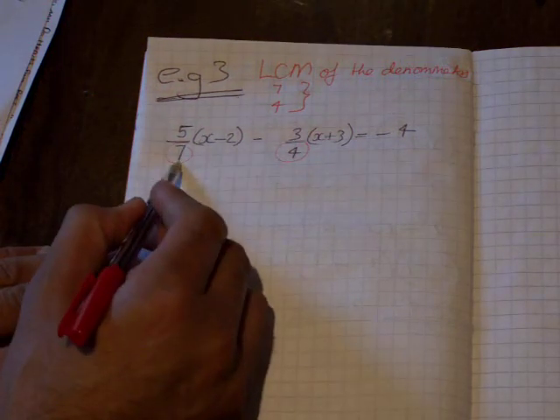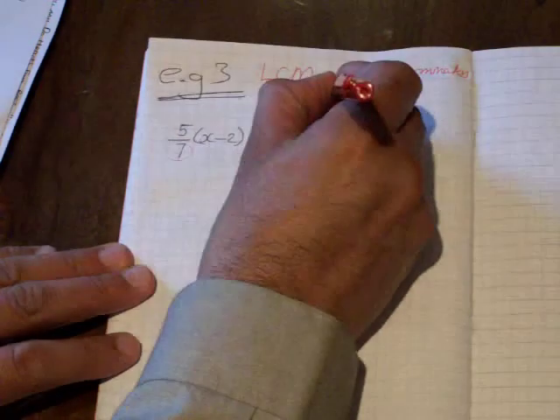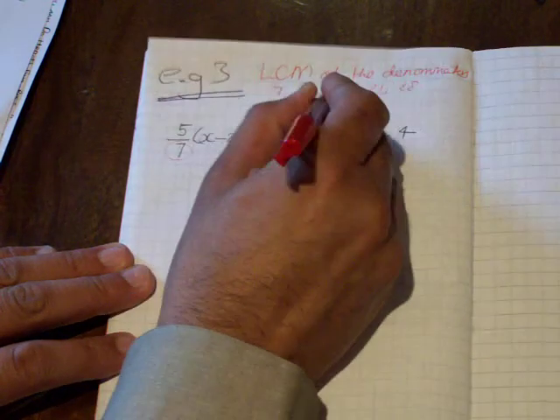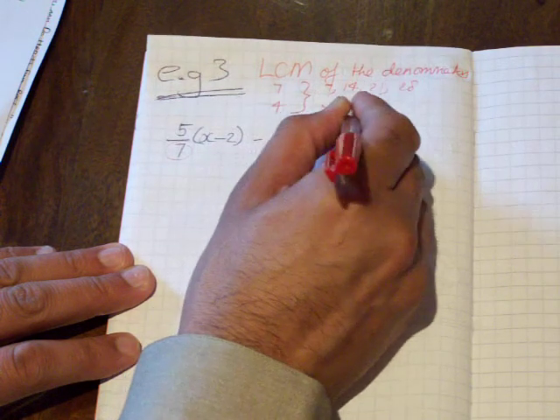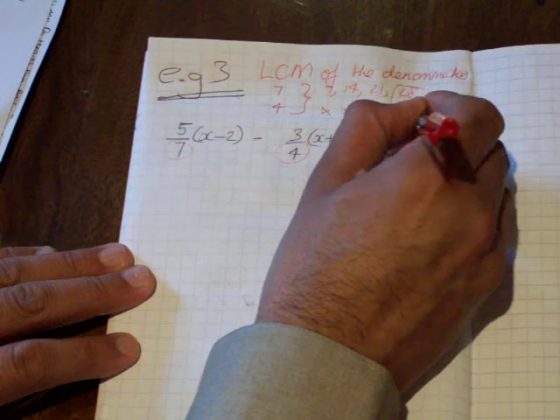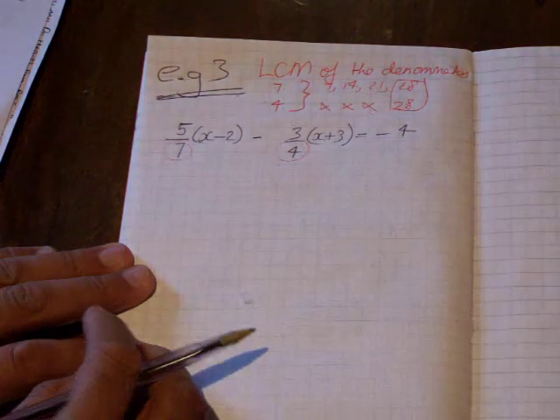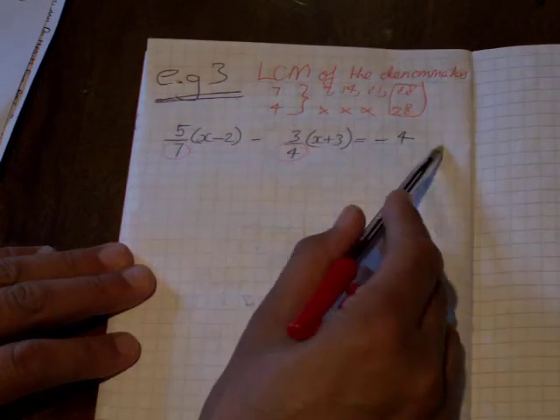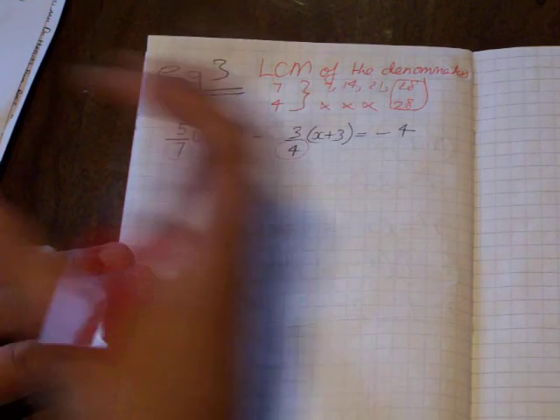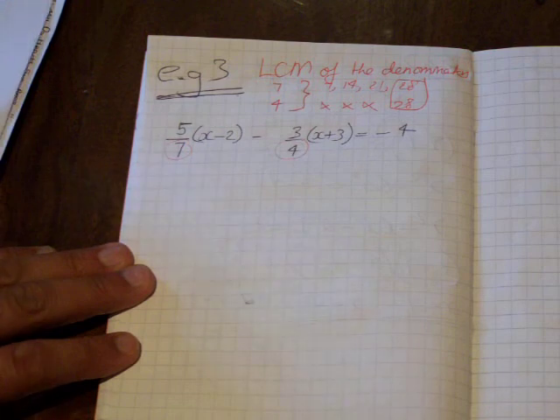So if you start with 7 first, 7, 14, 21, 28. Now, 7 is not in the 4 times table. 14 is not in the 4 times table. No, 21 isn't either, but 28 absolutely is. So we know that if you multiply each item by 28, the bottom numbers will be cancelled. We want to get rid of them. We want to eliminate them. So let's do that now.